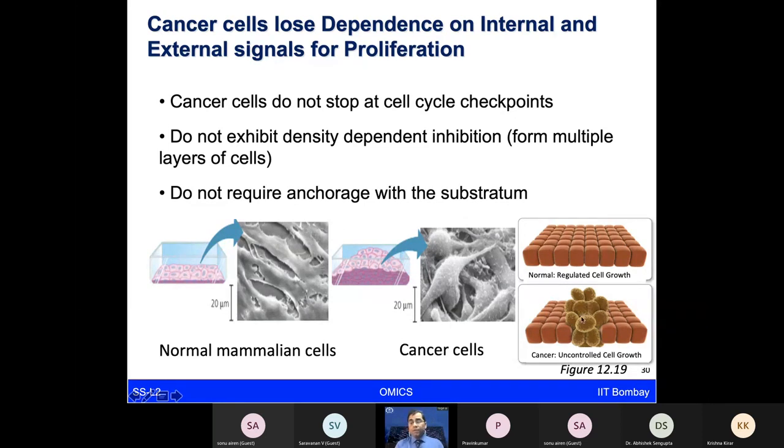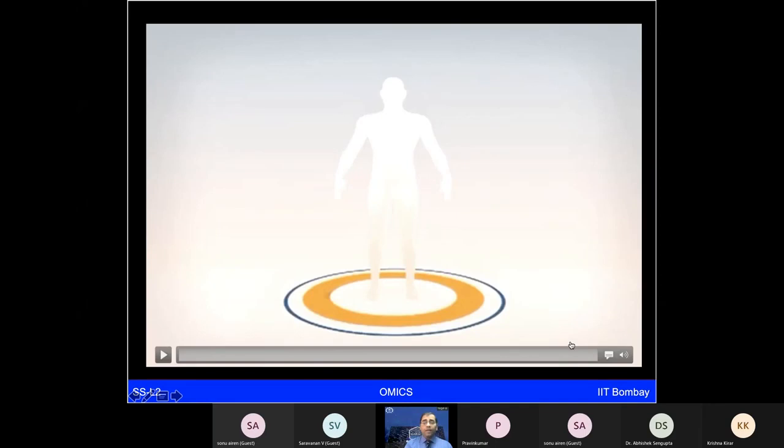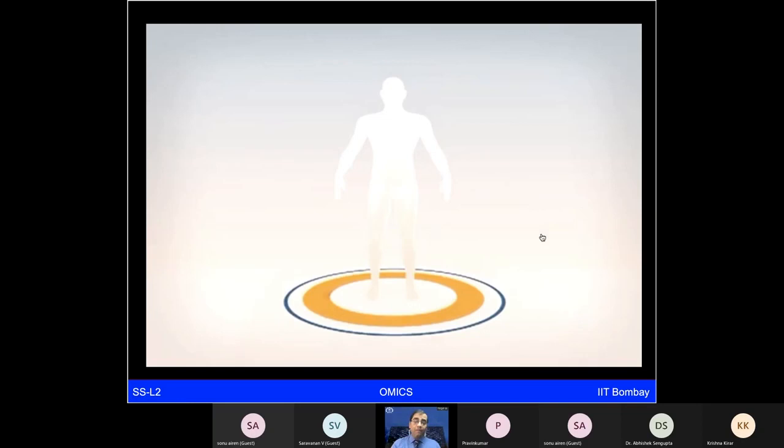And this is the image which shows that the cell was growing normally like this, but now if the cell is growing as a cancer cell, it is forming multiple layers. It is not obeying any density rule, not obeying any cell cycle regulation rules, and forming the tumor mass. Let me just show this clip, a nice video, to give you an idea about the cell cycle to cancer.